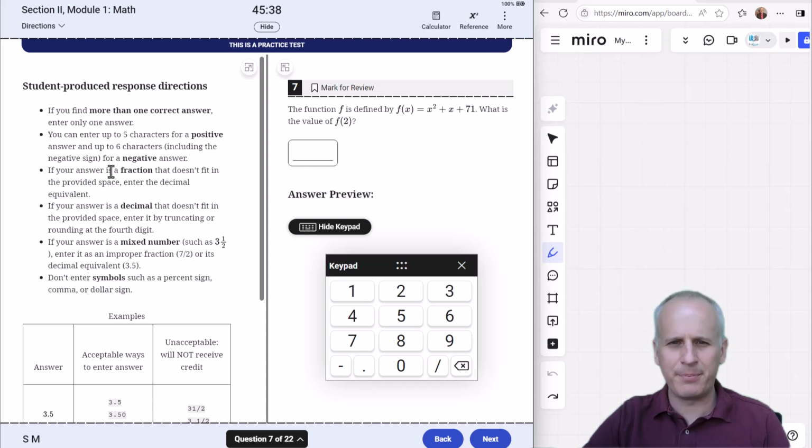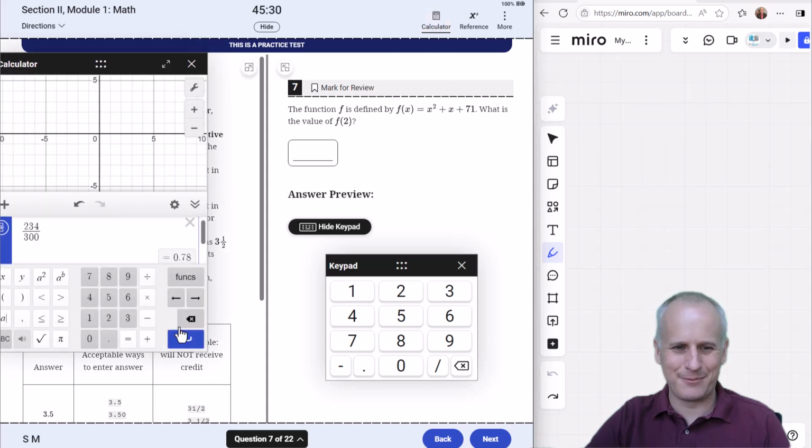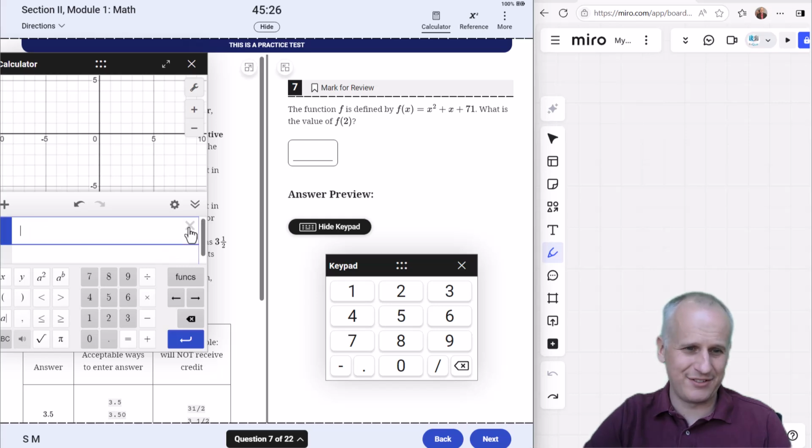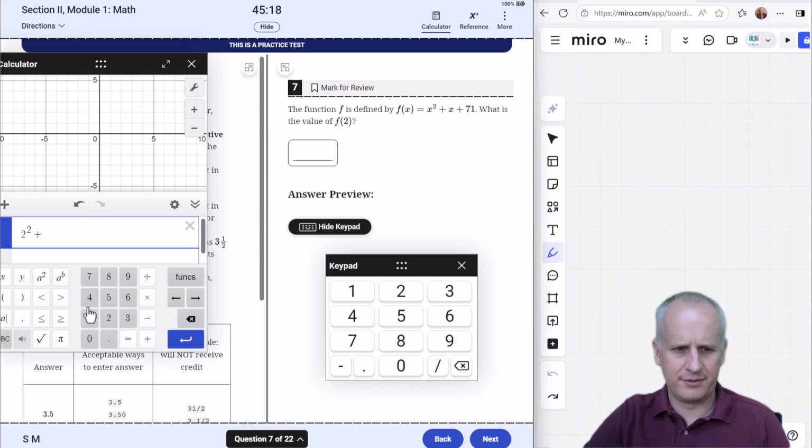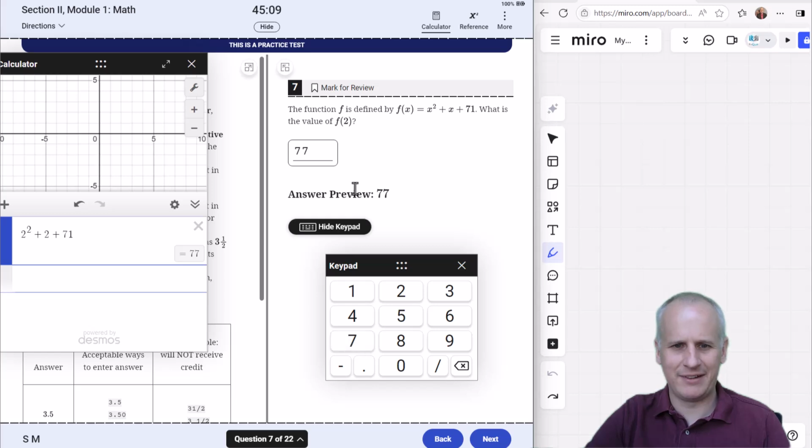But for the purposes of this question, we can see we've got a function f, and it's defined by this structure. Again, if I don't have to engage my scratchpad, I'm not going to engage my scratchpad. You can see that the calculator, even if you close it, saves the last question, so that's kind of nice. But I'm just going to do my math in the calculator. So 2 squared is 4, plus 2 is 6, plus 71 is 77. So now I come to the keypad, 77, and we're done.